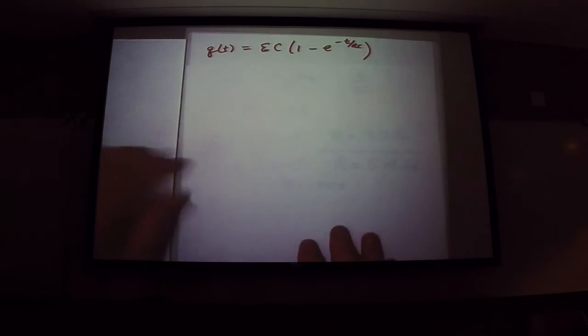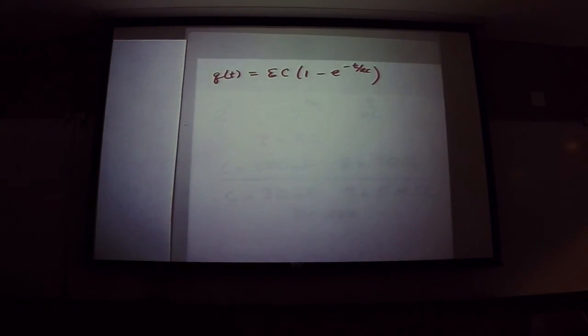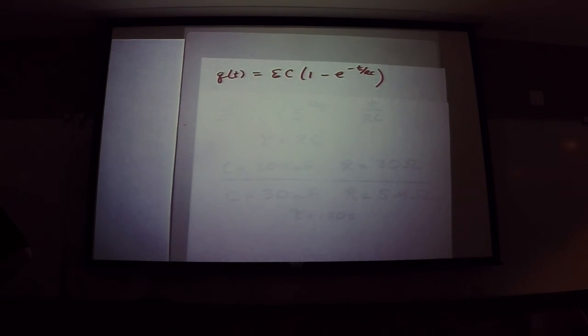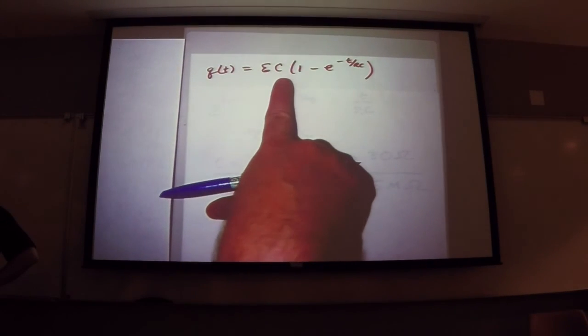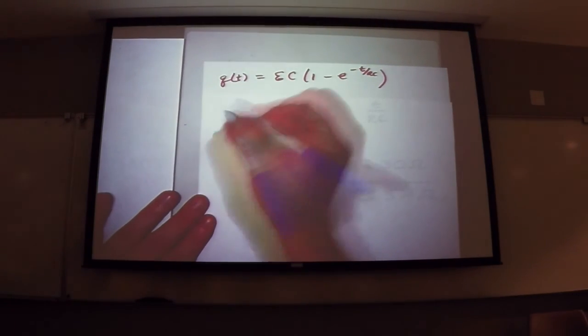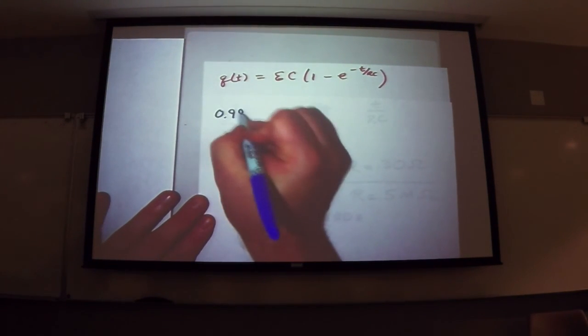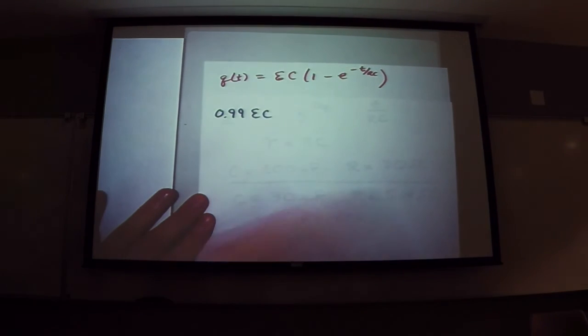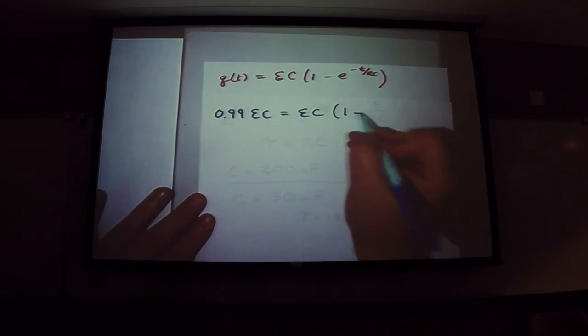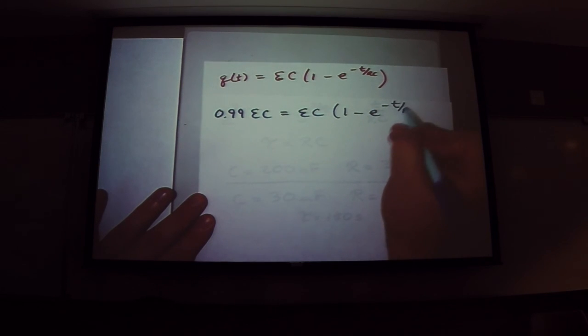We put Q as a function of time. We want that to be 99% of the maximum charge. Maximum charge, by the way, is what in this equation? EC. That's your maximum charge. So 0.99 EC is equal to EC times 1 minus e to the minus t over RC.